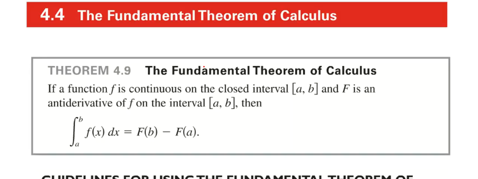If a function f is continuous on the closed interval from a to b, and capital F is an antiderivative of f on the interval a to b, then the integral of f of x dx from a to b is equal to the antiderivative evaluated at b minus the antiderivative evaluated at a.